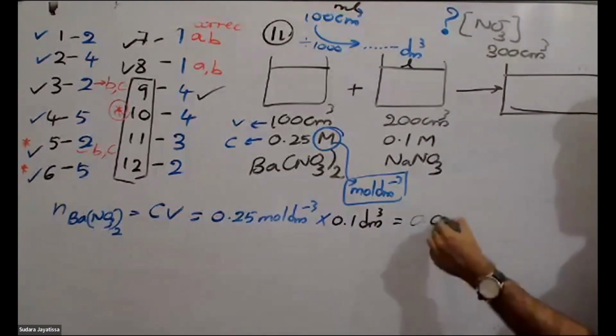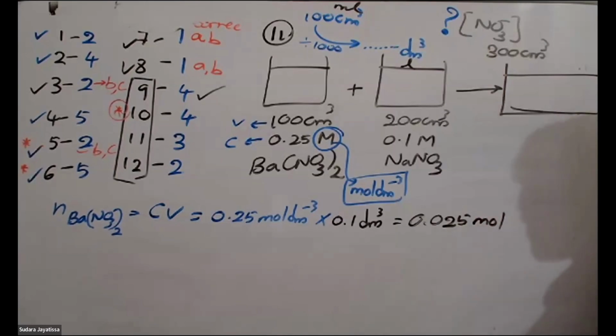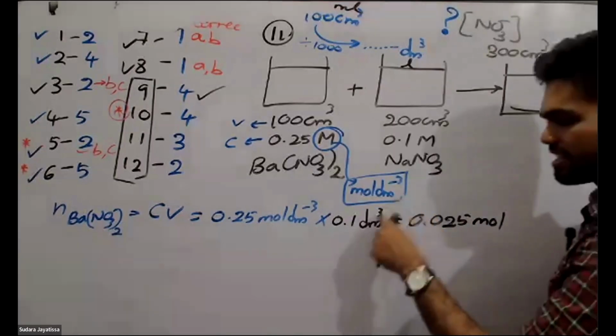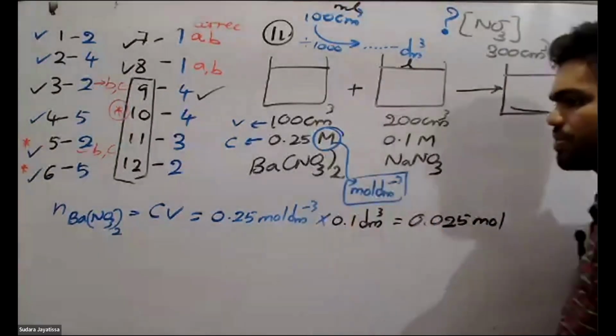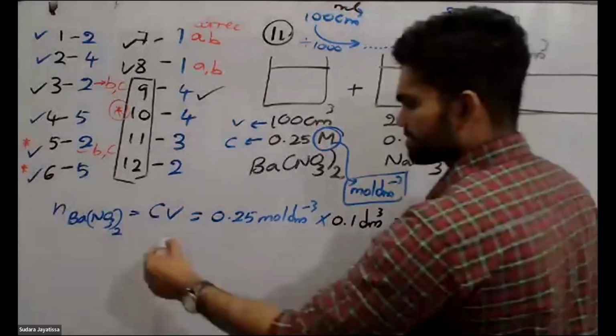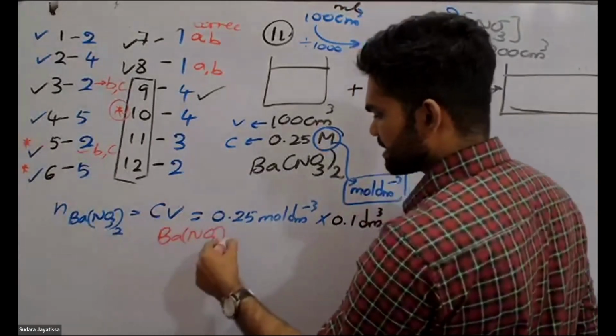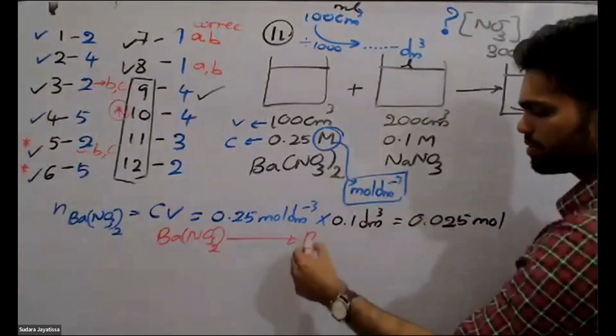So what is the answer then? 0.025 moles. This is the moles of barium nitrate; you can now see the decimeter cube per decimeter cube units are cancelled. That's the number of moles of barium nitrate. Now this reaction, barium nitrate in water, it is broken into two ions.